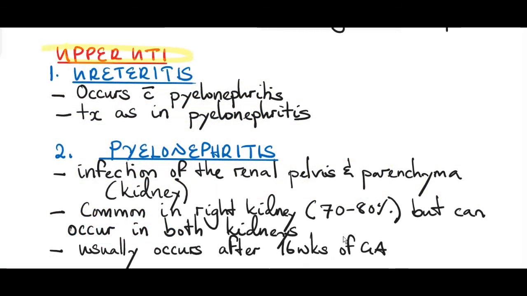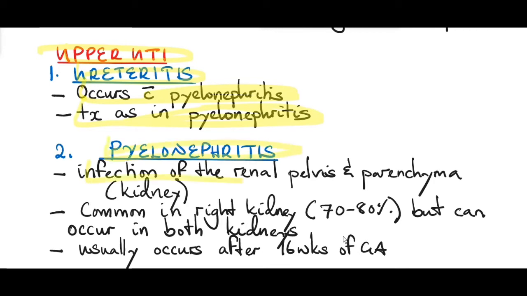Upper urinary tract infections include ureteritis and pyelonephritis. In ureteritis, it's very difficult to make a diagnosis on its own. It usually occurs with pyelonephritis, so you treat it as in pyelonephritis. In fact, clinically, you won't find a patient and say this is ureteritis. They'll most likely come with pyelonephritis.